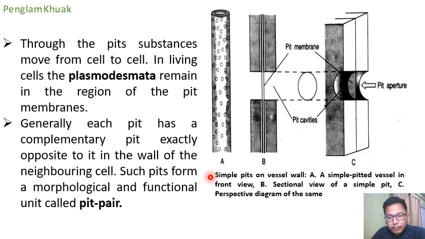This picture represents a simple pit on a vessel wall. Vessels can be of two types, xylem vessels and phloem vessels. Within the xylem or phloem vessels, a small number of holes are present. They are called simple pits.